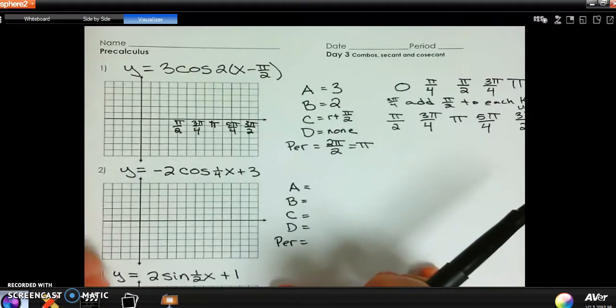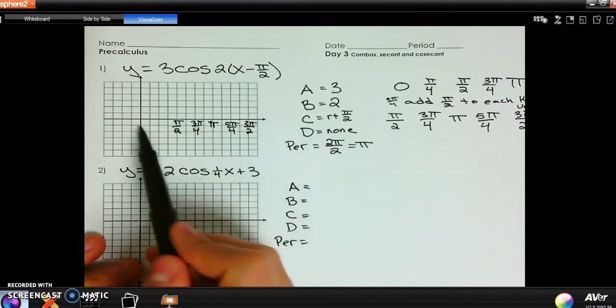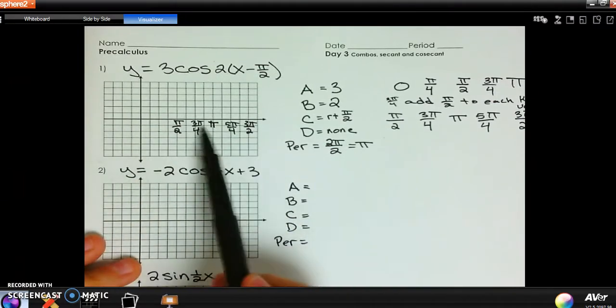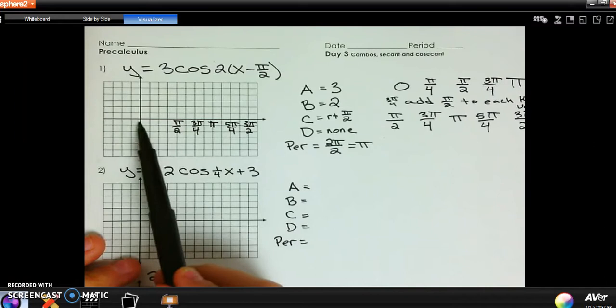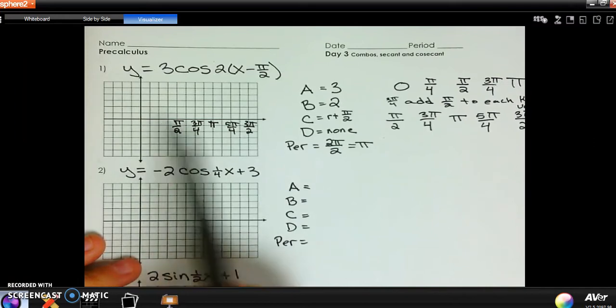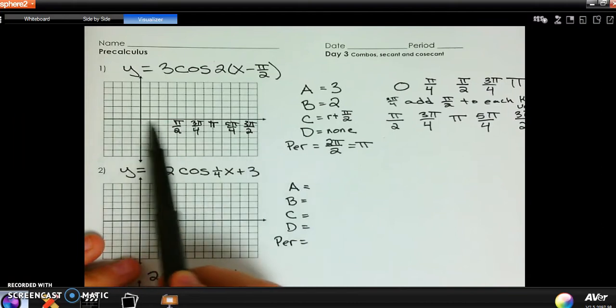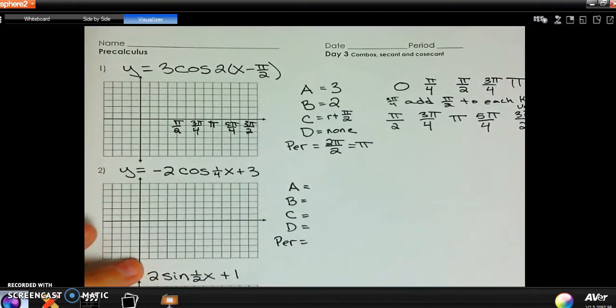Okay, so what's important to recognize about this graph is that this distance here is not necessarily consistent with these, because this was my horizontal shift. The distance between the key values needs to be consistent, but that horizontal shift may be equal to or bigger or smaller than the distance between each of the key values.